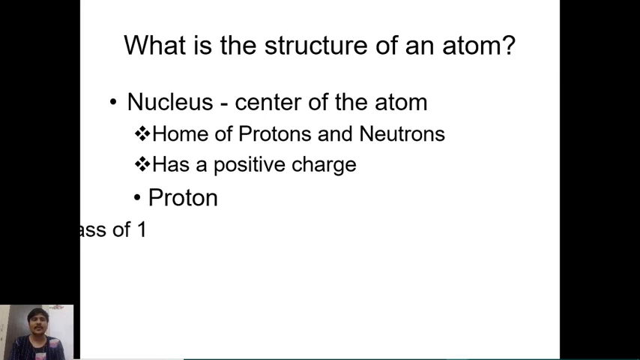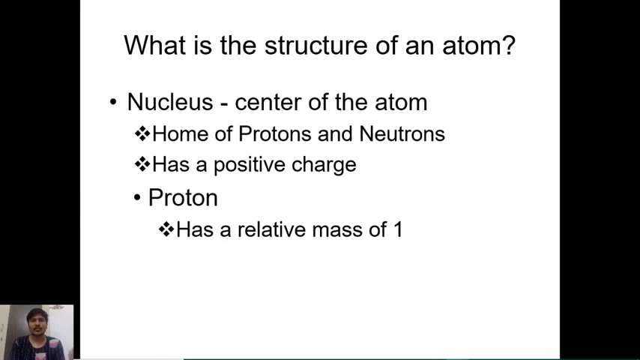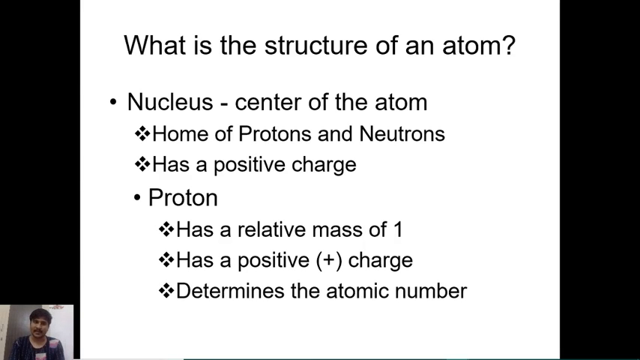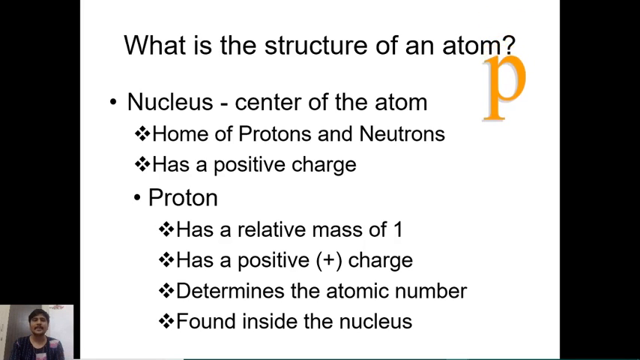Now we talk about the proton. What is a proton? A proton has a relative mass of 1. One proton gives one atomic mass unit and has a positive charge. It determines the atomic number. We know that the number of protons is equal to the atomic number. It is found inside the nucleus, and it is represented by the letter P, which is known as proton.